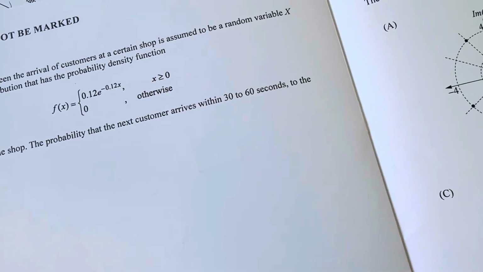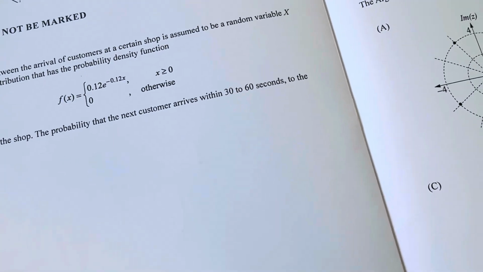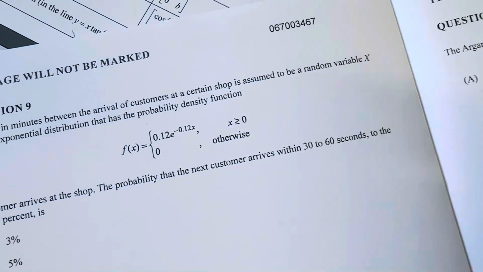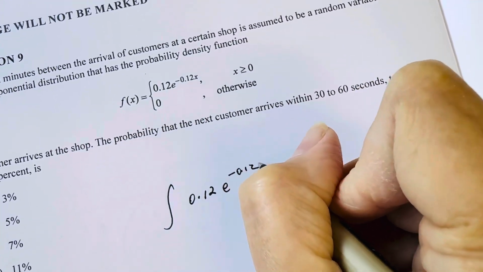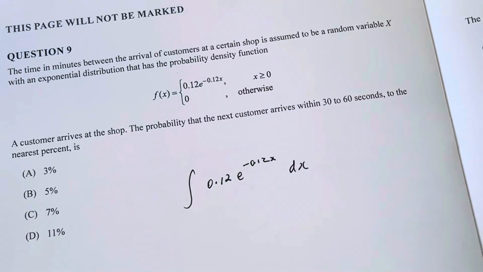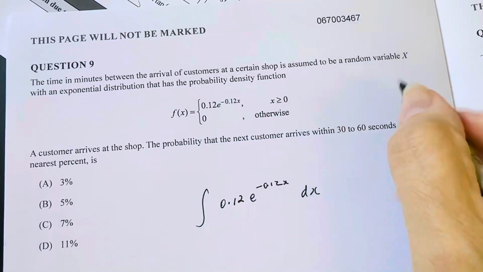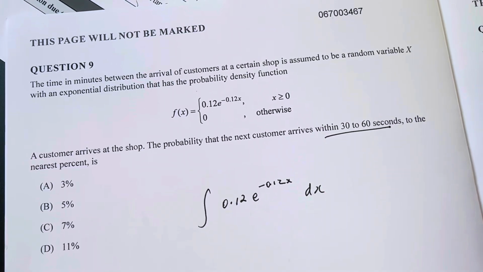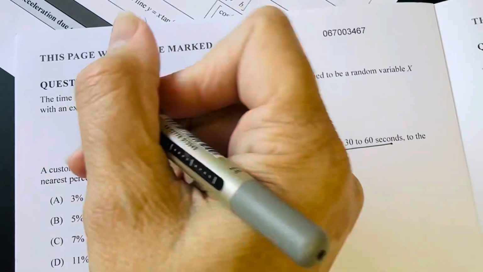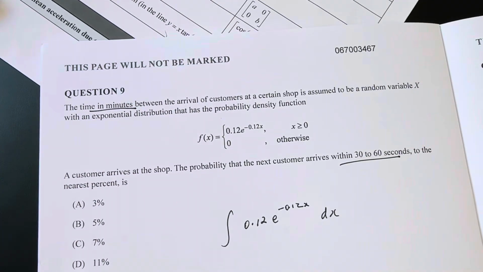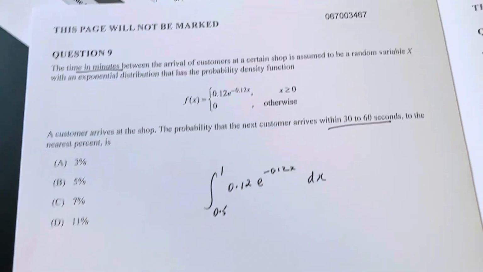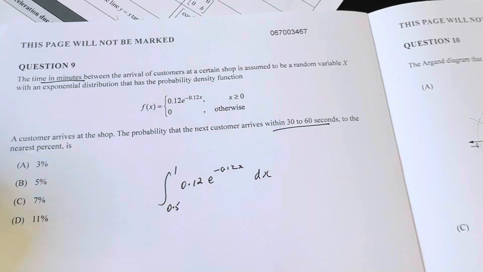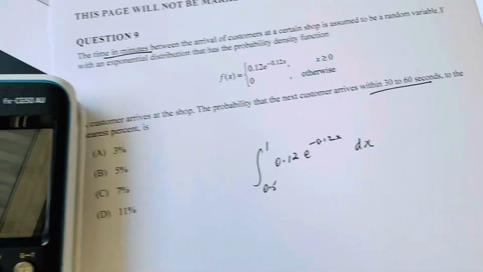Okay. We're just going to go the integral of 0.12 e to the negative 0.12x dx between our two limits. But remember, time is in minutes. So this is going to be between 0.5 and 1. That's where you need to be just paying attention to what the units are.